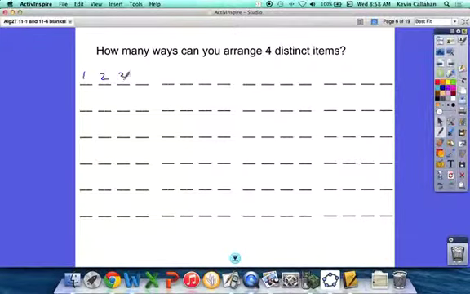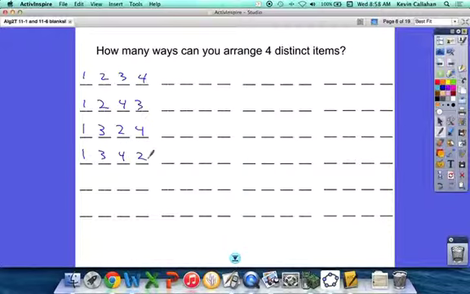1, 2, 3, 4. Okay, now let's systematically go through and change what we can to see how many we've come up with. If I keep the 1 and the 2 in the same place, but I switch the 3 and the 4, that is another order, right? Now, I can't do anything else with the last 2. How about if I go 1 and I'll move the 3 into the second spot, and then I'll still have the 2 and the 4. Okay, and then what would the next line be? 1, 3, switch those, 4, 2.